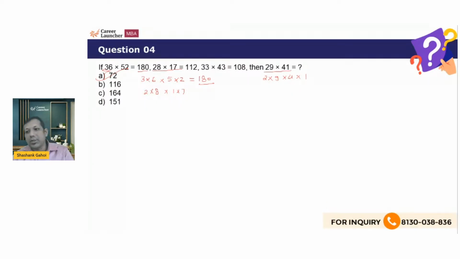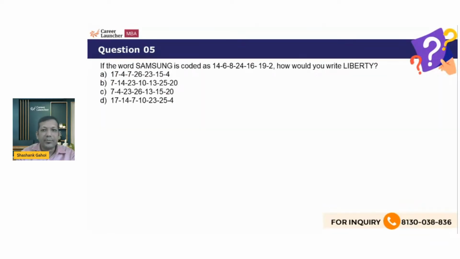Now, in this question, whatever I'm going to do, I am not going to spend more than 2 minutes. Actually, I'm not going to spend more than 1 minute. If I understand the logic, I am going to get my answer in a minute. If I don't understand the logic, then there is no point wasting time on this question. This one.